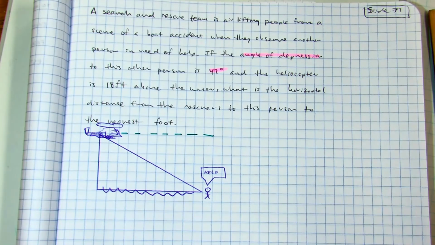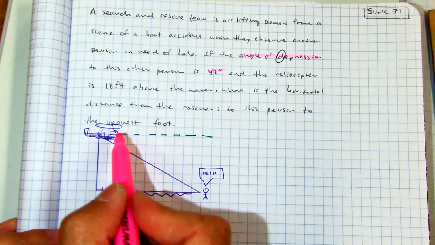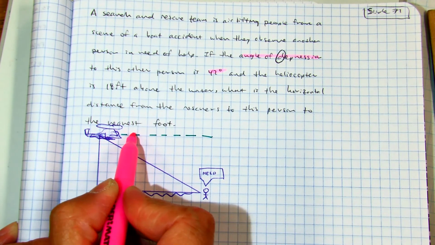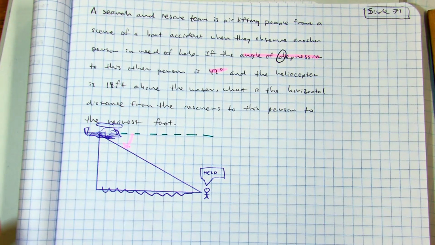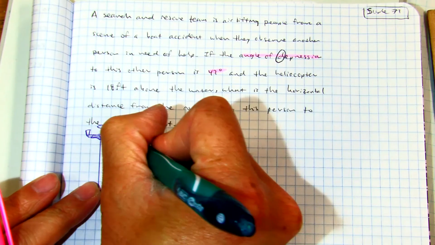Angle of depression means you're looking what? Down. D for down. Okay? That's from the line of sight to the transversal. The answer here is 42 degrees goes here in the triangle.